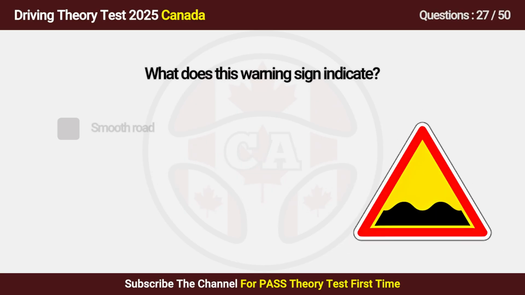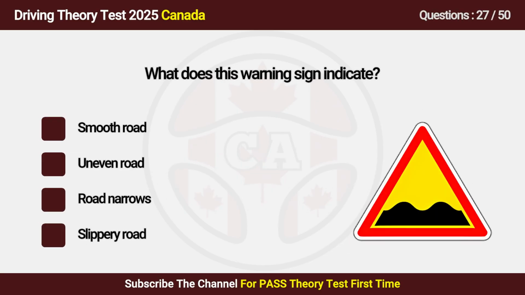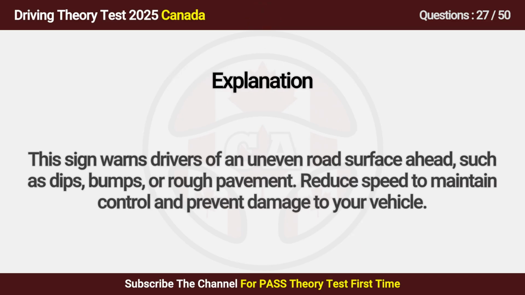Question 27. What does this warning sign indicate? A. Smooth road. B. Uneven road. C. Road narrows. D. Slippery road. Answer is B. Uneven road. This sign warns drivers of an uneven road surface ahead, such as dips, bumps, or rough pavement. Reduce speed to maintain control and prevent damage to your vehicle.